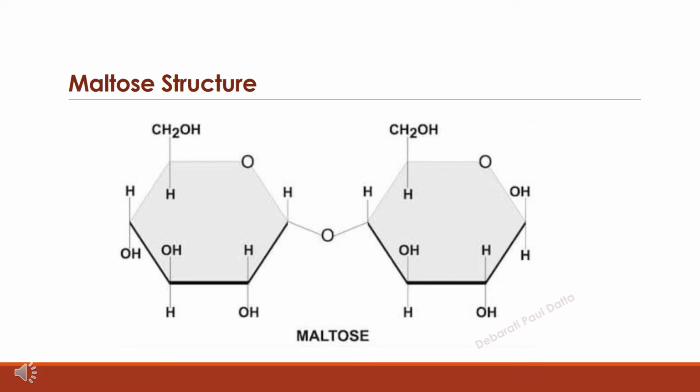Now this is the structure of maltose, where two alpha D glucose units are held together by an alpha 1,4 glycosidic bond. Now what does it mean? You see the first monosaccharide glucose unit, that is C1, is making a bond with the second monosaccharide unit's C4, and that bond is known as a glycosidic bond, and they make a disaccharide sugar unit which is known as maltose.